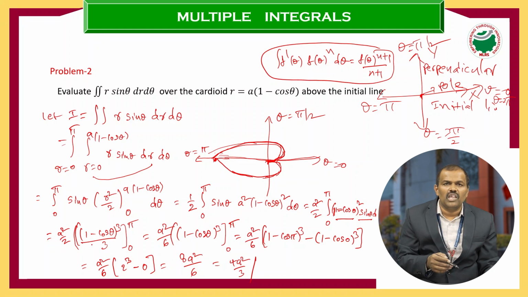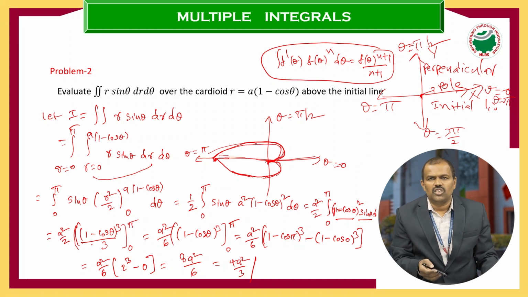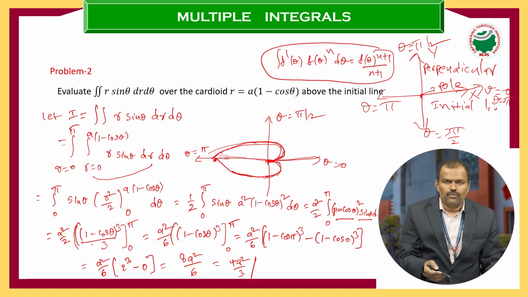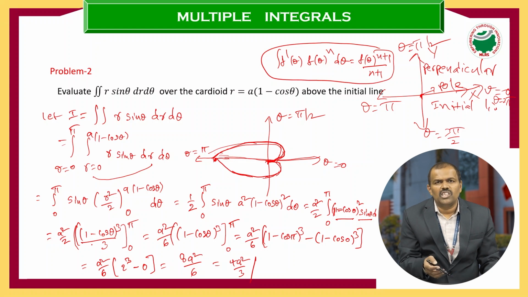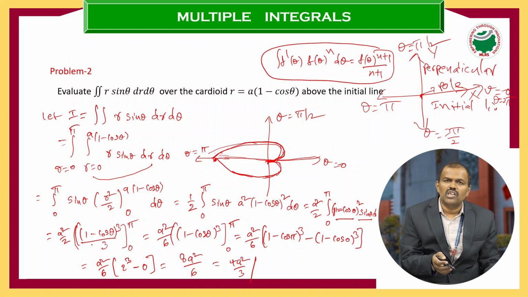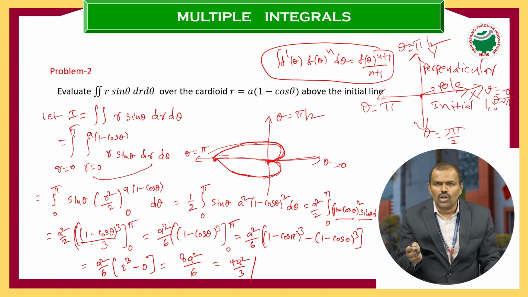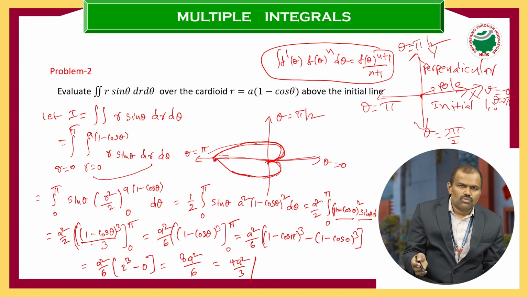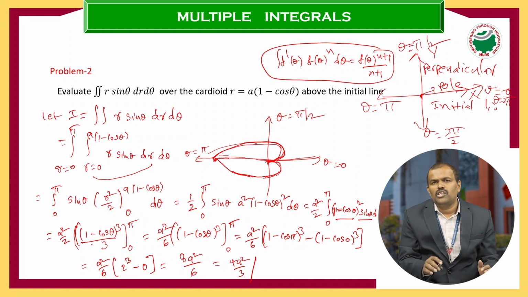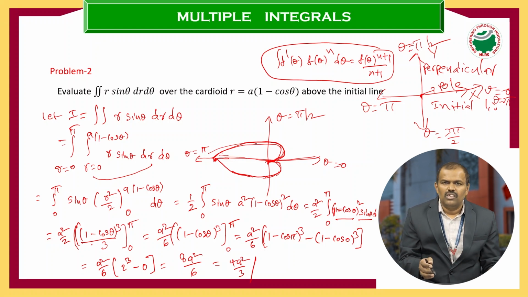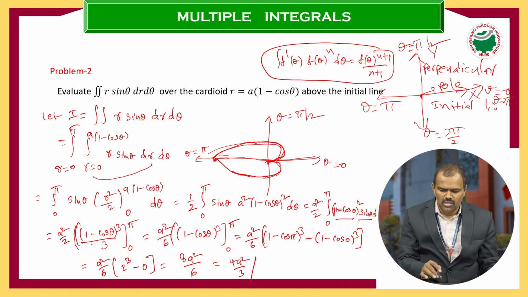Then I have to apply the limits of theta, that is 0 to pi. So when I apply the upper limit pi, cos 180 degrees is minus 1. Already 1 is there, so 1 minus of minus 1 is 2. When I apply the lower limit 0, cos 0 is 1, and 1 minus 1 is 0. So that is a square by 6 into 2 cube, 8a square by 6. So that is 4a square by 3. This is the answer.